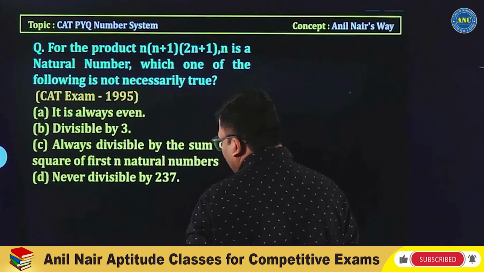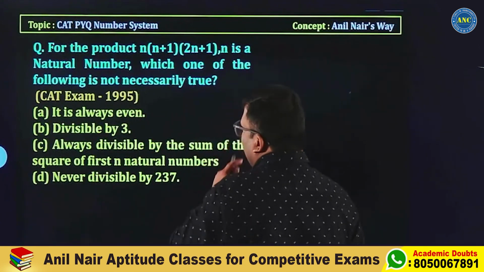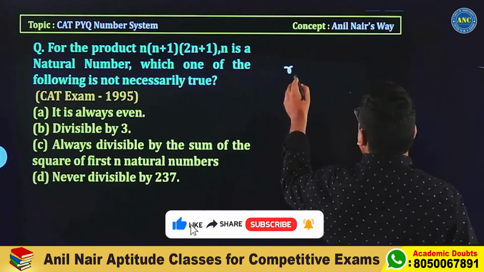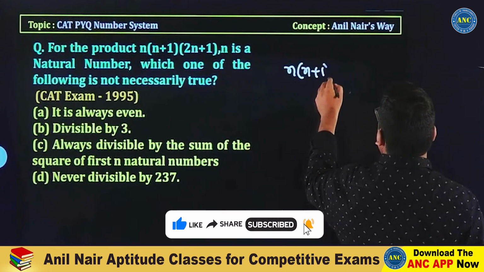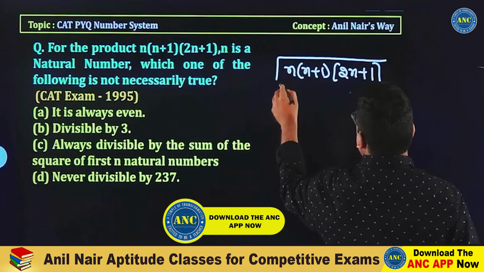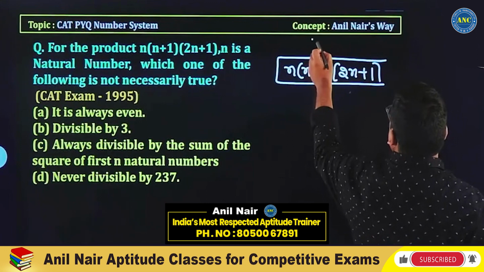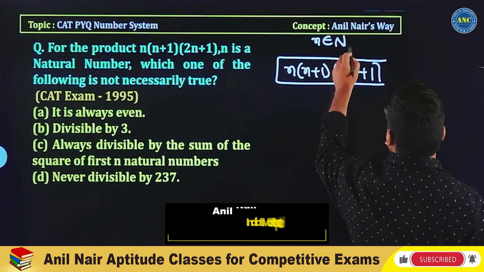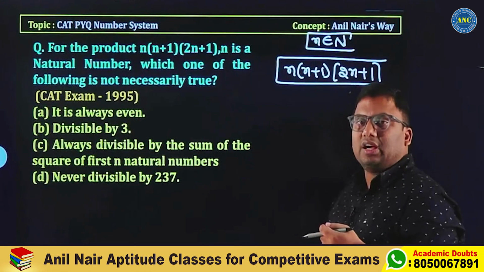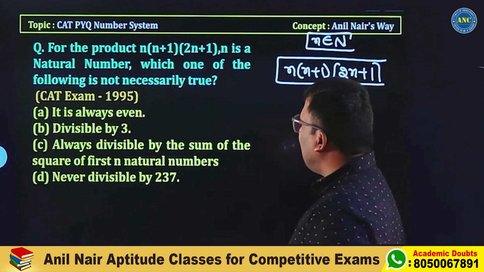Next one. For the product of the number, this kind of questions are important, sir. For the product n into n plus 1 into 2n plus 1, n is a natural number. You take any positive integer value, 10, 20, 30, 40, substitute there. n is a positive integer or a natural number.